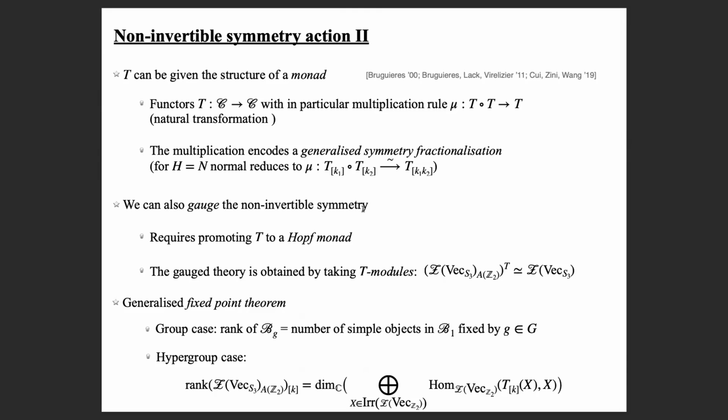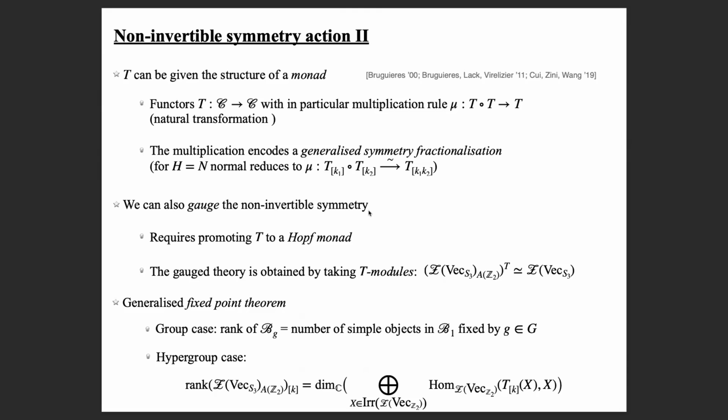And once you have this gadget, you can also gauge the non-invertible symmetry, similarly to when we do G equivariantization, which actually requires promoting T to a Hopf monad, so putting additional structures. And then the theory you obtain after gauging is obtained by looking at T modules. So you look at the topological order after condensation, you take T modules and you go back to the original topological order.